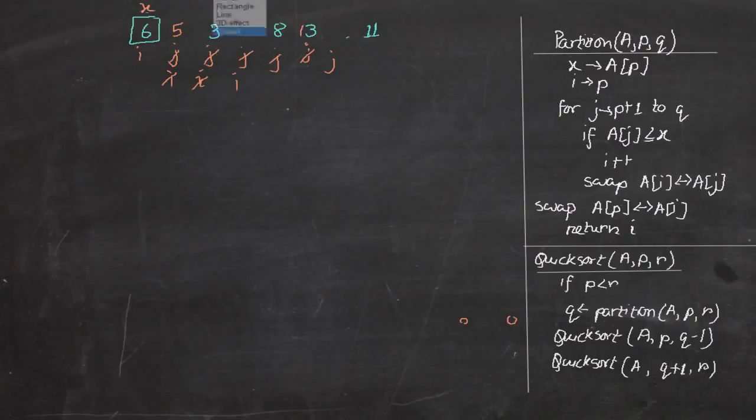2, 10. Here's 2, here's 10. All right, so then again we increment J, and 11 is greater than 6, so we don't increment I. So now the next part is we swap AP and AI.